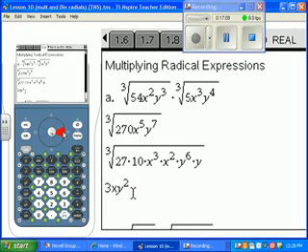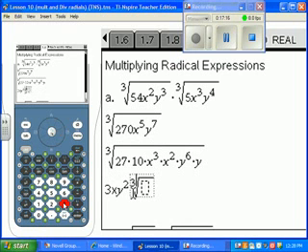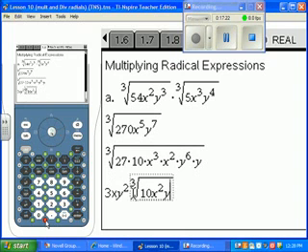Okay, so we pulled out all of our perfect cubes, right? What are we left with? Cube root of 10. Good. What are we left with? 10x squared y. Perfect. Very nice job, you guys.